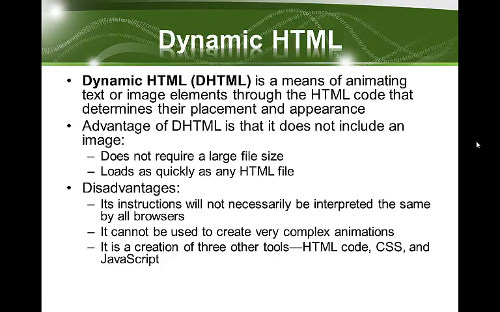Dynamic HTML is a means of animating text or image elements through the HTML code that determines their placement and appearance. Advantages of DHTML is that it does not include an image, it does not require a large file size, and it loads as quickly as any HTML page. Disadvantages are that like HTML itself, its instructions will not necessarily be interpreted the same by all browsers. It cannot be used to create very complex animations, and it's not really a standalone tool. It's a creation of three other tools: HTML code, CSS, and JavaScript.